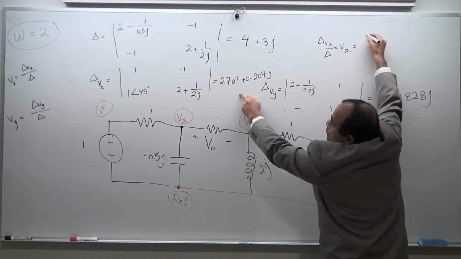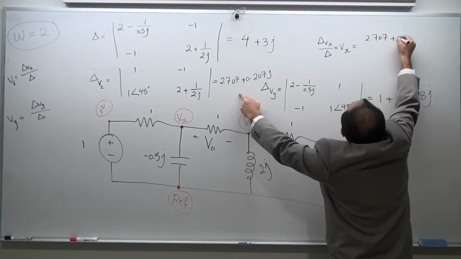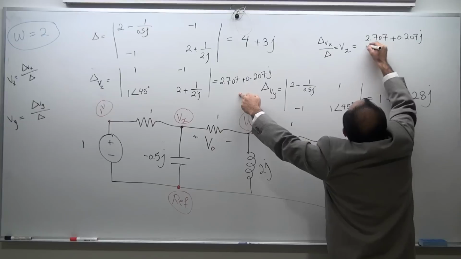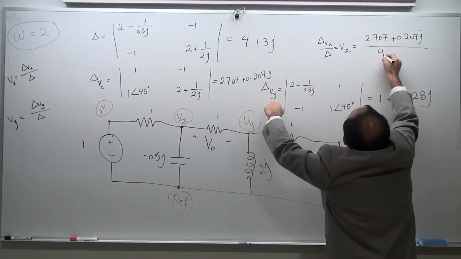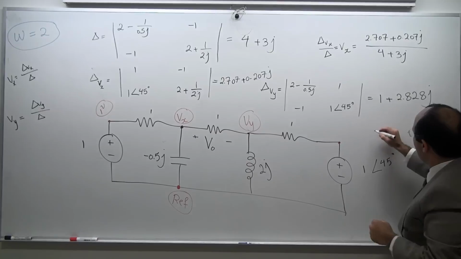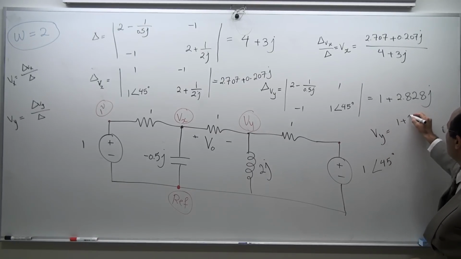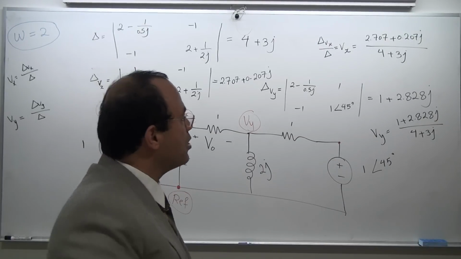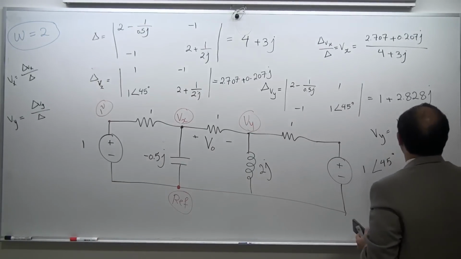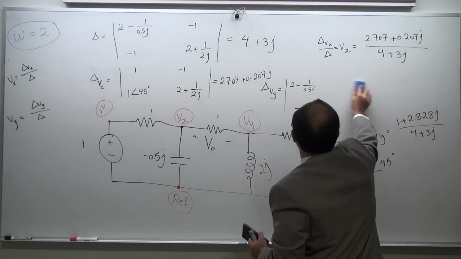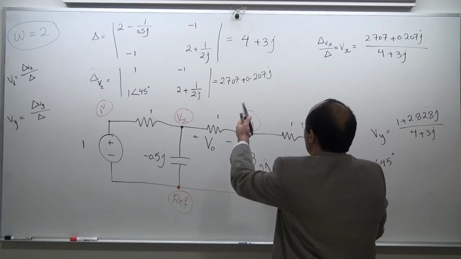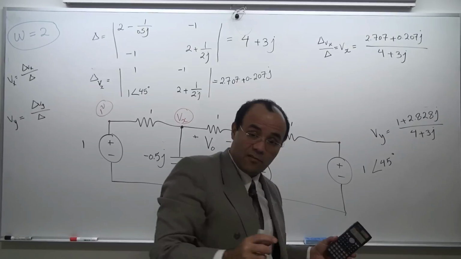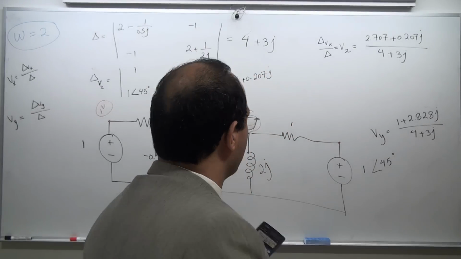It's going to be 2.707 plus 0.207j divided by 4 plus 3j. Vy is going to be 1 plus 2.828j divided by 4 plus 3j. Let's go and use that. And remember, utilize the bracket as much as you can, and that's going to save you a lot of headache. Unless you have made a copy here and there from the calculator to the board or from the board to the board, there is not much of a human intervention in the process, as you can see.